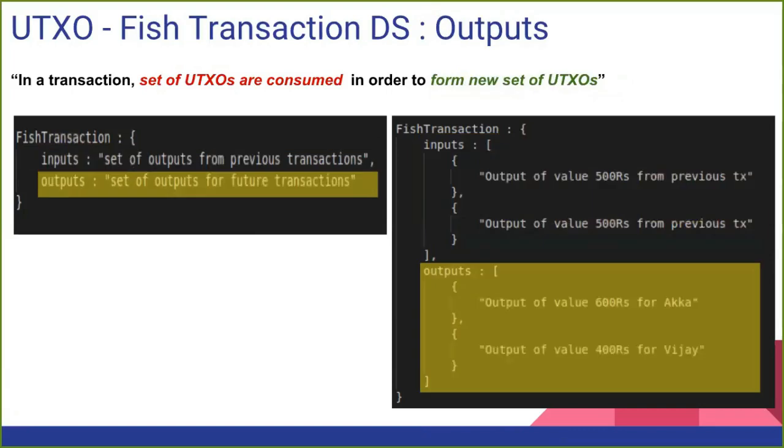And the outputs, I can write it like this. An output of value 600 for Akka and an output of value 400 for Vijay. Now we have this data structure ready. Till here, I think things are clear, right?